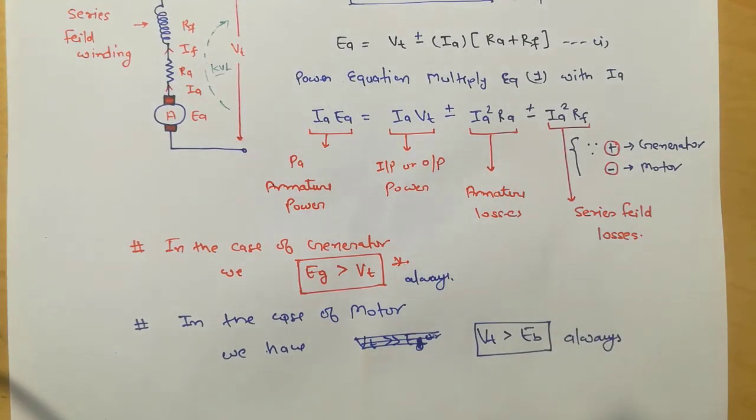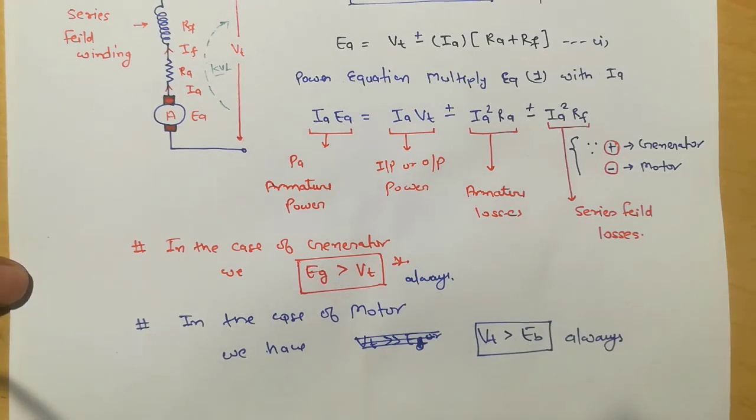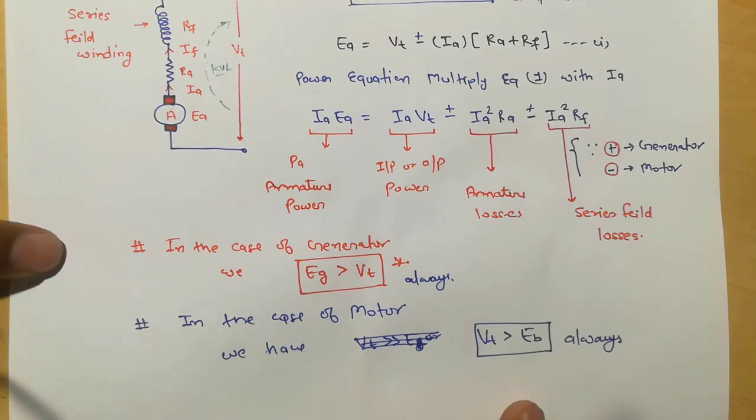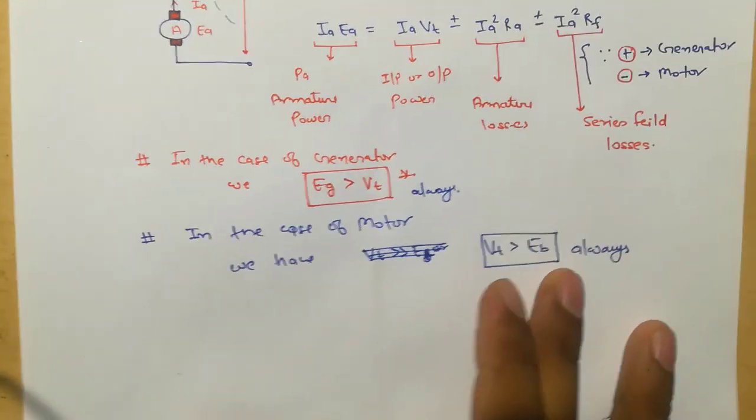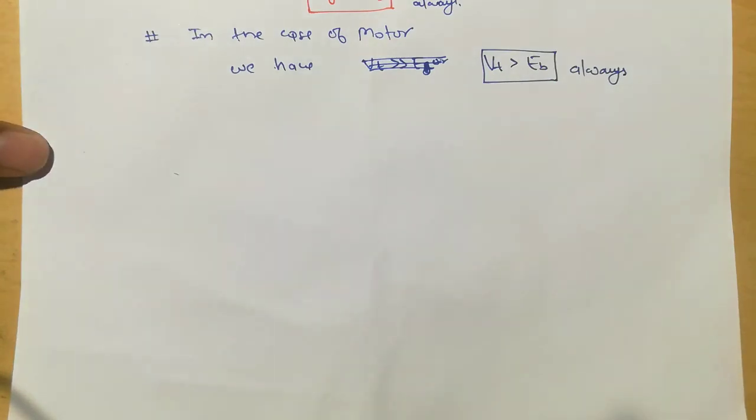So this is the analysis of DC series machine. Now we will move on to the long shunt generator, or we will discuss the analysis of the compound machine. The compound machine denotes the combination of series field winding plus shunt field winding. First of all, we will discuss the long shunt generator.